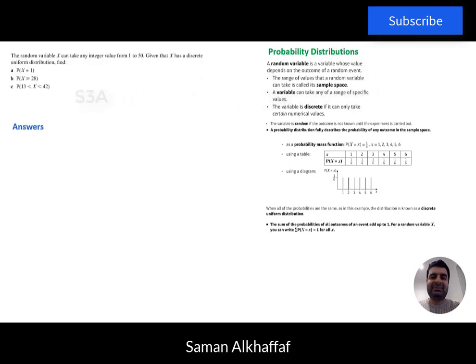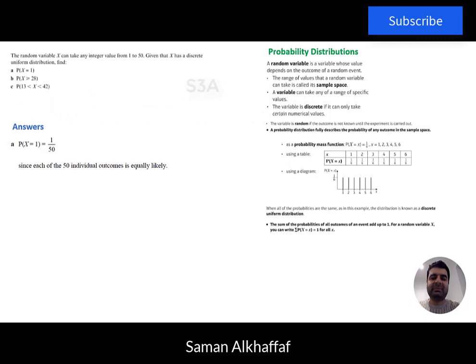This will be our answer for this question. In this example, the random variable X can take any integer value from 1 to 50. Given that X has a discrete uniform distribution, find first the probability when X equals 1. When X is 1, we would have 1 over 50, because we are taking it from 50 values, and each of the 50 individual outcomes is equally likely. So this is what we're looking at for part A.